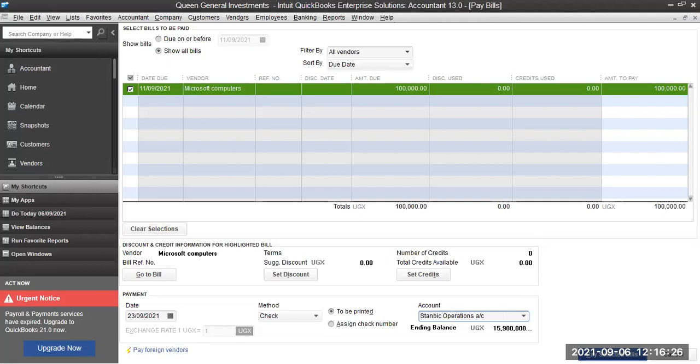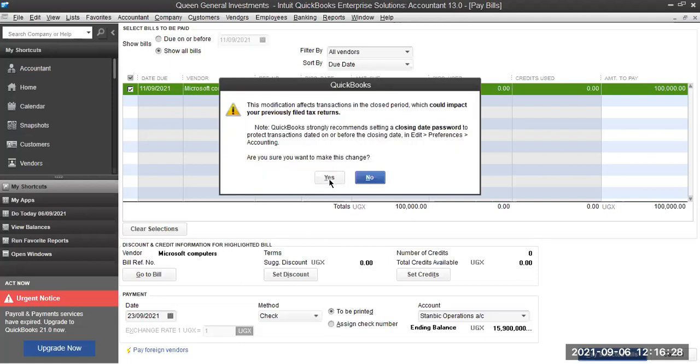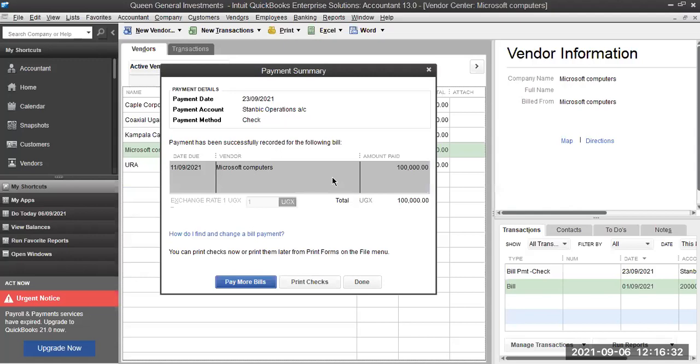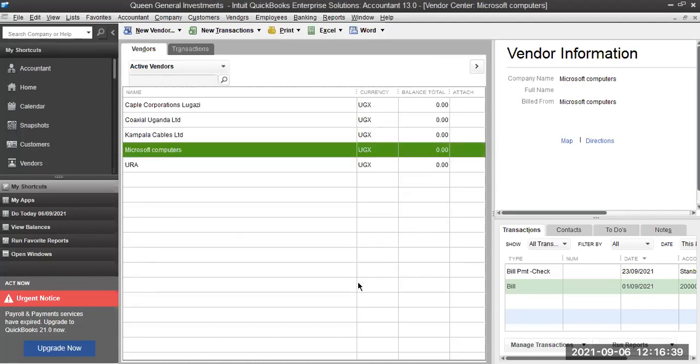Then here you can say I selected the bills. We don't want to pay more, we don't want to print, we just say done. So this person has also been cleared. So no vendor is demanding us. Khadija, are we fine now?